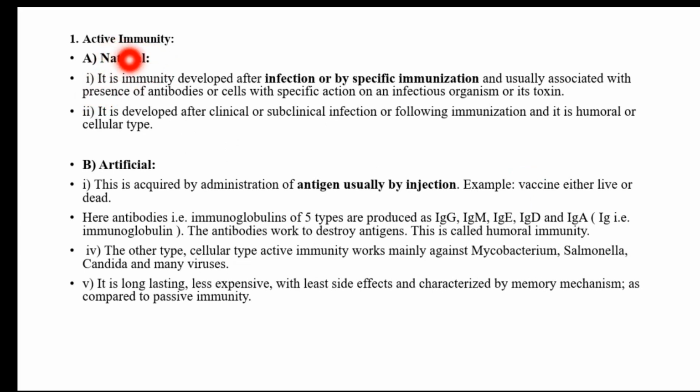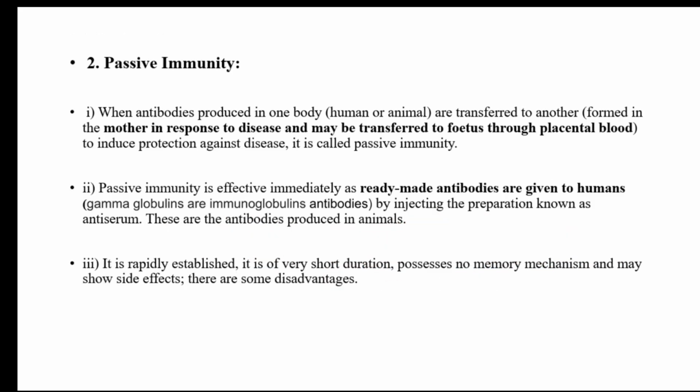Active has natural and artificial. Natural is the specific immunization usually associated with the presence of antibodies, developed after the infection. And in case of artificial, it is developed after the injection of an antigen containing preparation. So the vaccine can be live or dead, as we have seen in part 1, and the antibodies, immunoglobulins, are produced which destroy the antigen. So this is nothing but active immunity.